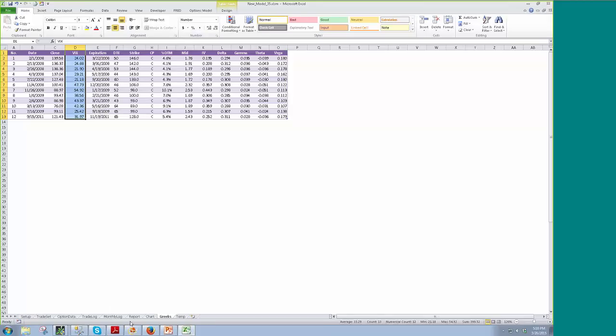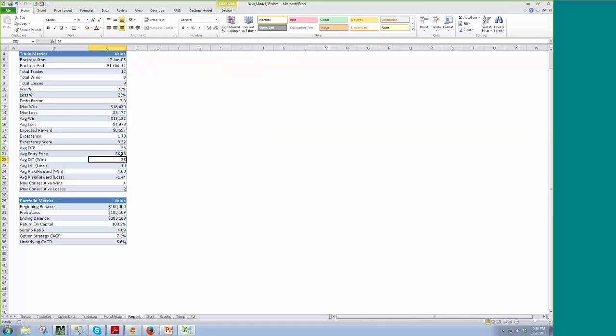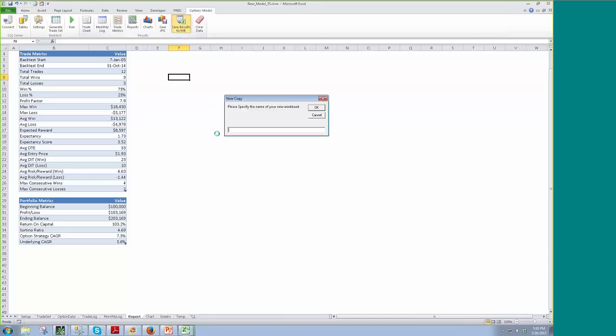I think that's also reflected when you look at the average entry price, which was $1.93. So we collected pretty good premium for selling these calls. Actually, let me see here. Let me save this system here. And let's see. Okay, so there we go.